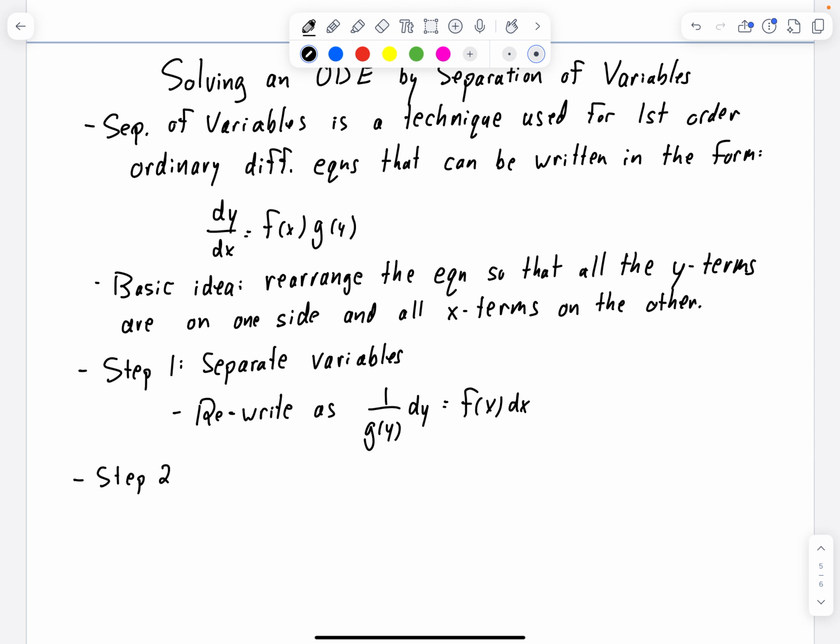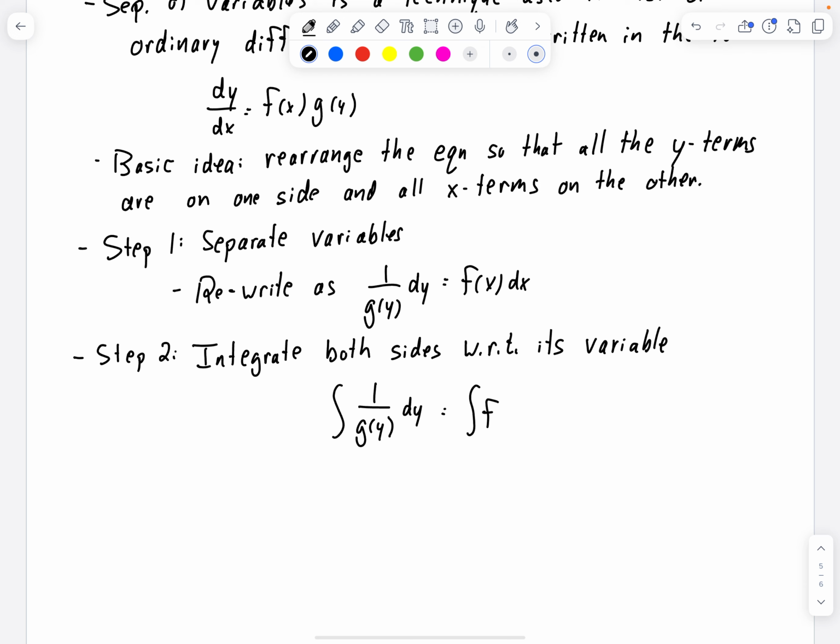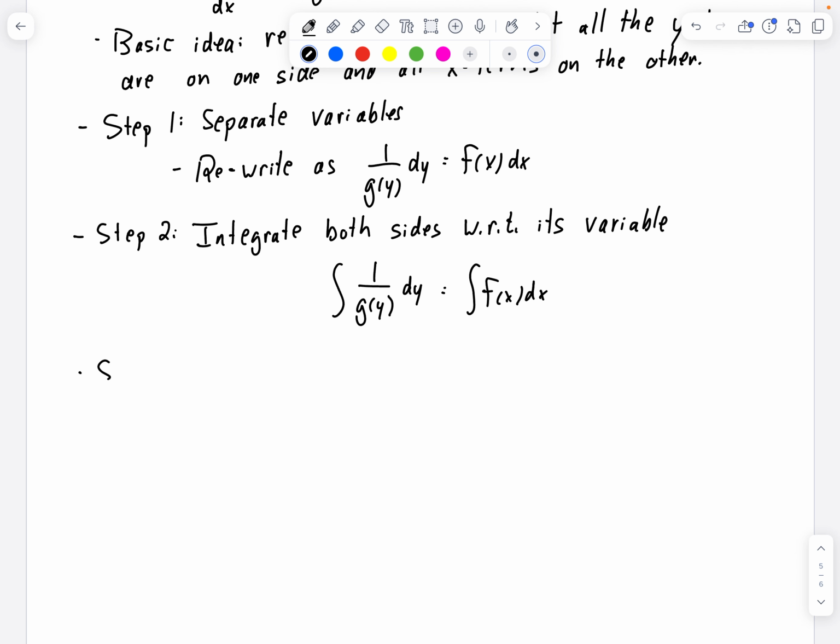The second step is then to integrate both sides with respect to its particular variable. So in this case, we're going to integrate 1 over g of y dy, and on the right-hand side, we're going to integrate f of x dx. So that's the second step. Once we do that, we have to remember step 3, which is to add that constant of integration. Can't forget that.